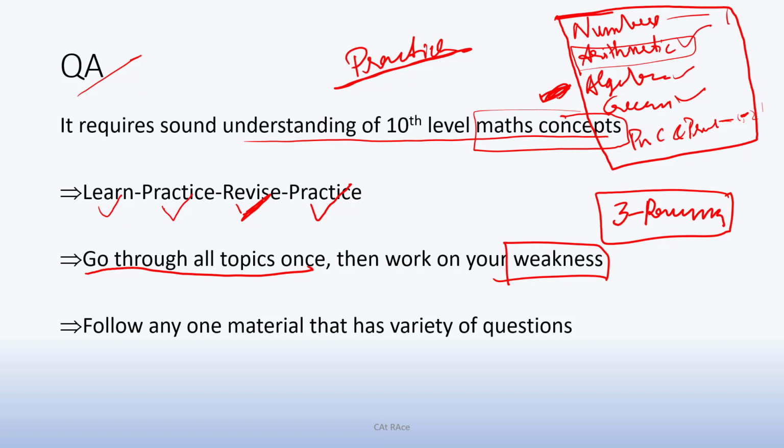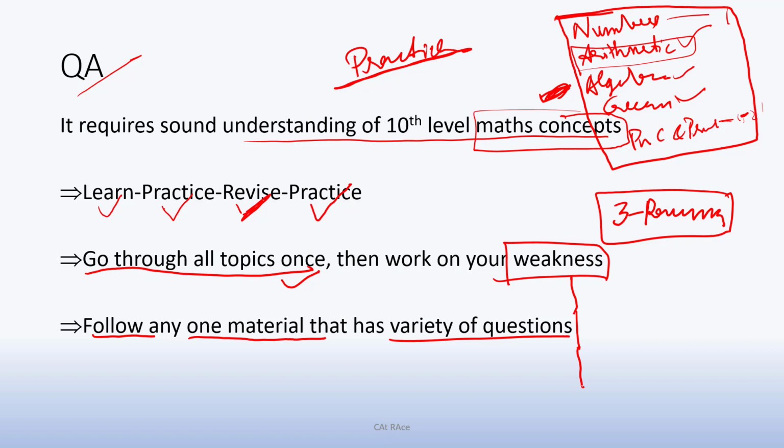One more important thing: don't solve questions randomly from anywhere. First finish all the topics, after that complete any one material. Mark the good questions, the questions you come across that you are not able to solve on the first go, and solve those questions again during revision. So solve one material that has a variety of questions. After that you can solve random questions, once you have completed your course, done revisions and are confident enough.